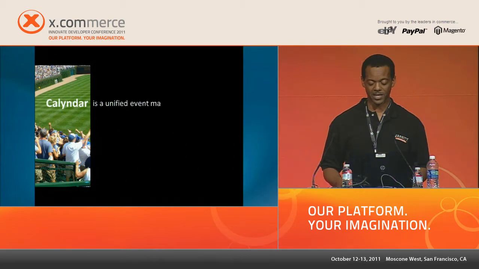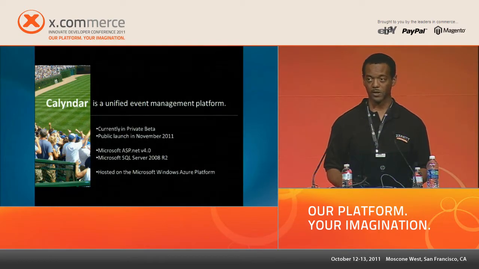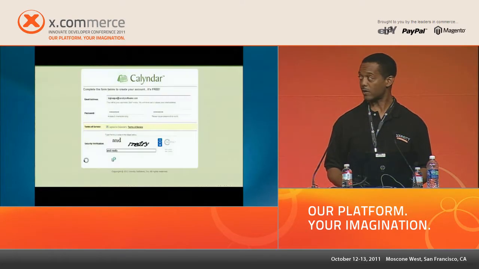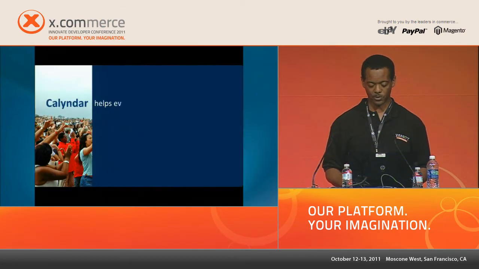Calendar is an event management platform which is ideal for organizations like sports leagues, which have hundreds of events per year. Calendar will be launching in November 2011. Just go to www.calendar.com and get started using Calendar in seconds. Well, what can the platform do?